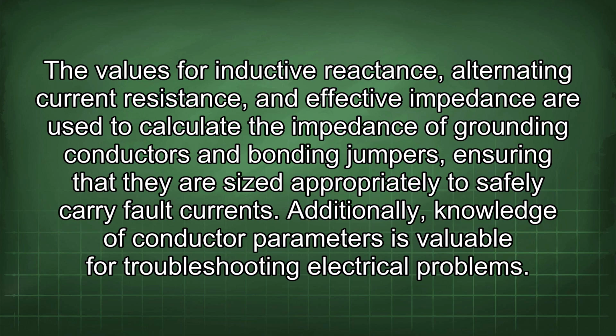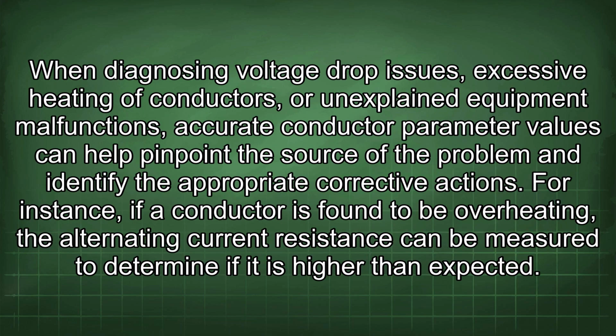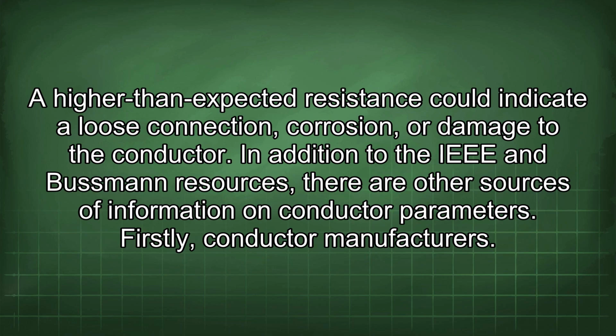Additionally, knowledge of conductor parameters is valuable for troubleshooting electrical problems. When diagnosing voltage drop issues, excessive heating of conductors, or unexplained equipment malfunctions, accurate conductor parameter values can help pinpoint the source of the problem and identify the appropriate corrective actions. For instance, if a conductor is found to be overheating, the alternating current resistance can be measured to determine if it is higher than expected. A higher than expected resistance could indicate a loose connection, corrosion, or damage to the conductor.